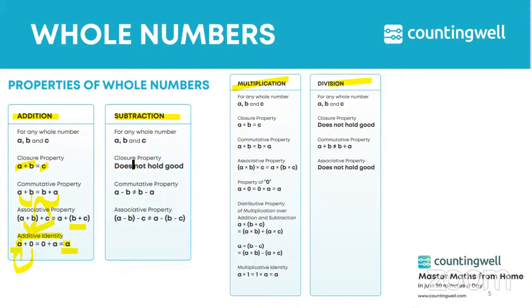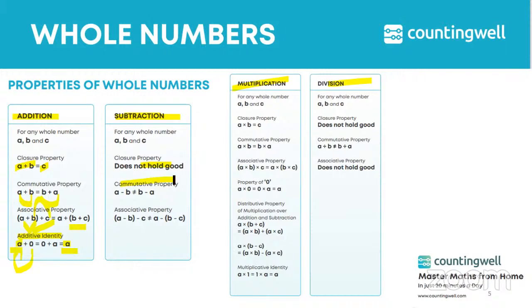Let us see for subtraction. For any two whole numbers, if we subtract two whole numbers, we cannot get the subtraction always as a whole number. For example, 0 minus 1. It will be minus 1 and minus 1 is not a whole number. So subtraction is not holding for whole number.